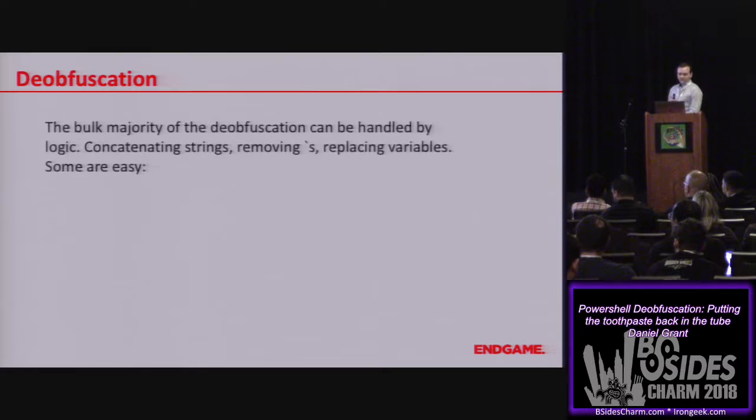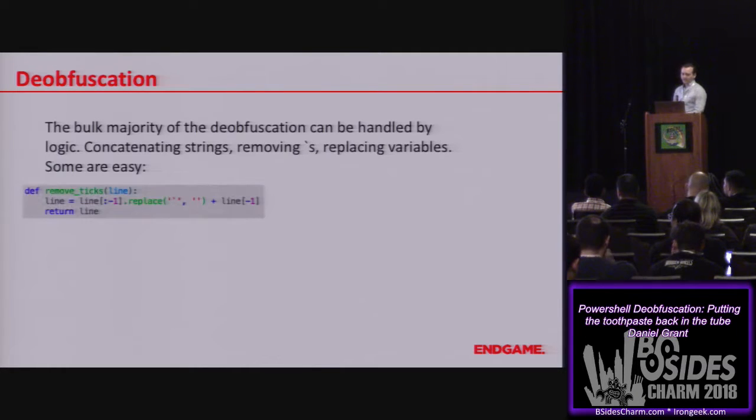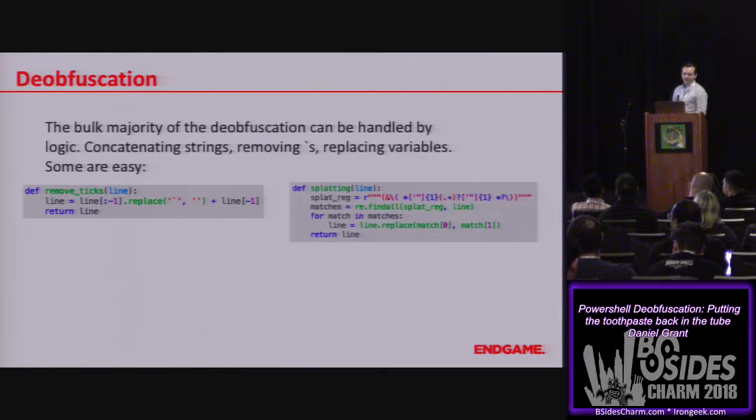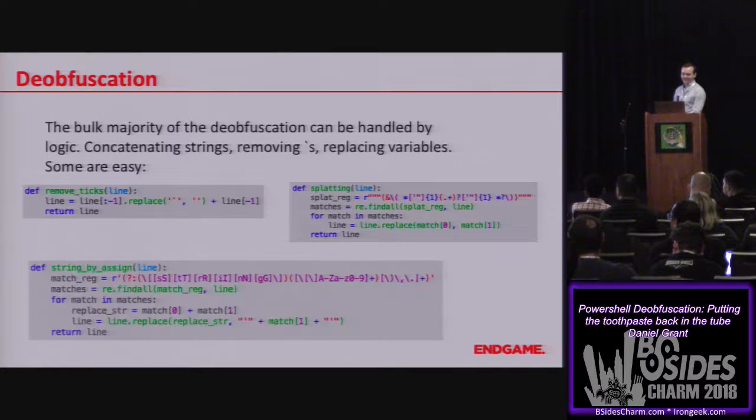All right, so deobfuscation. This is the fun one. The bulk majority of this stuff can be handled by logic. You can cat strings together, you can remove backticks, you can replace variables. Some are really easy. Removing ticks, just replace every backtick except for the one at the end, if there is one. Splatting, just look for something that looks like a splatting and replace it.